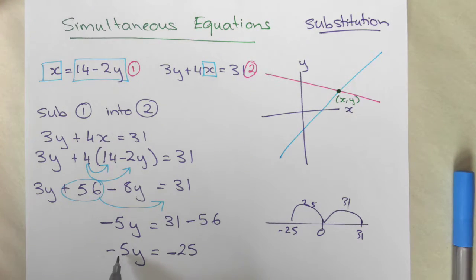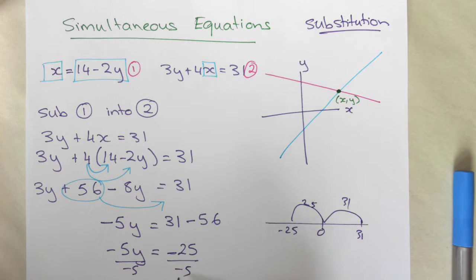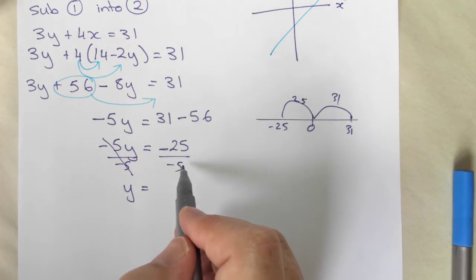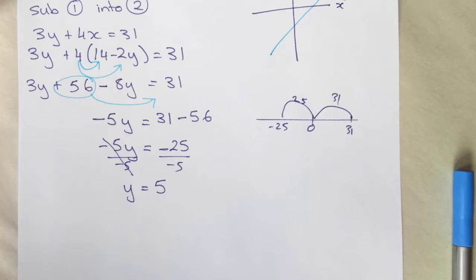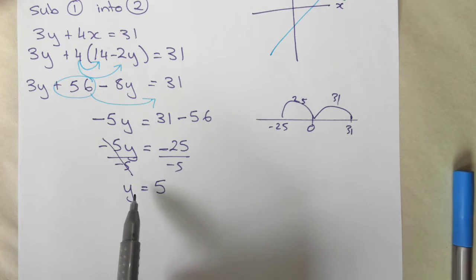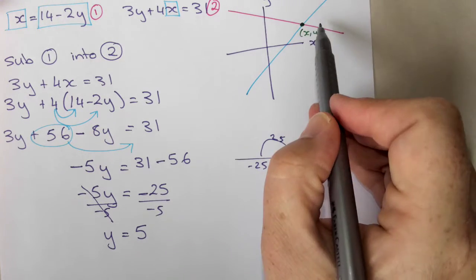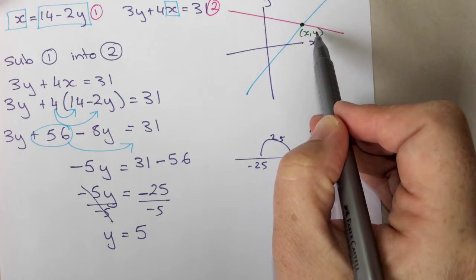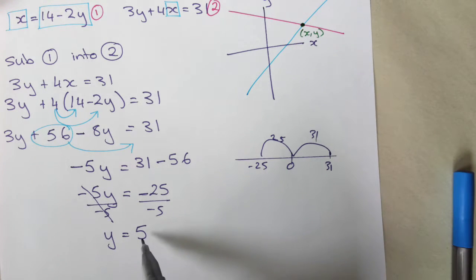Okay, now I want to get rid of this negative 5 in front of the y, so I'm going to divide both sides by negative 5. That cancels to leave me with y equals negative divided by negative is positive, and 25 divided by 5 is 5. So that tells me y equals 5. Now let's just think, well, what does this mean? We have just found the y value where those two lines meet, and that y value is at 5.